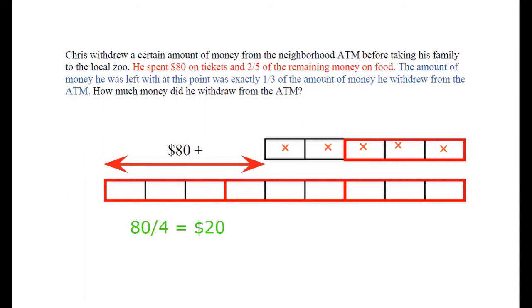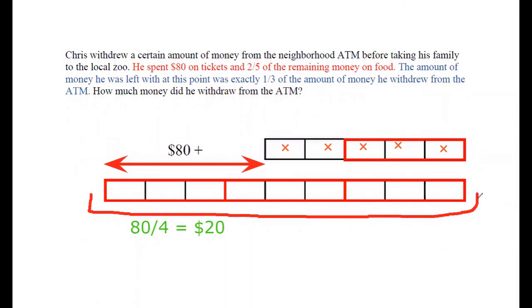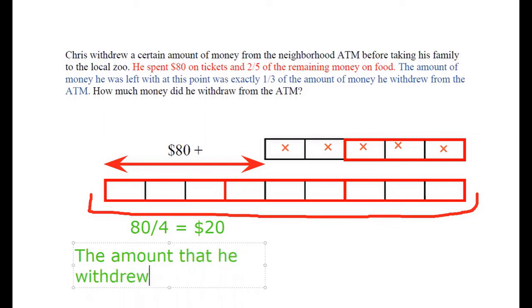If each little rectangle is $20, the entire strip must represent 9 times 20, which is $180. Let's write it. So the amount that he withdrew must be 9 boxes. Each box is worth $20, and 9 times 20 is $180.